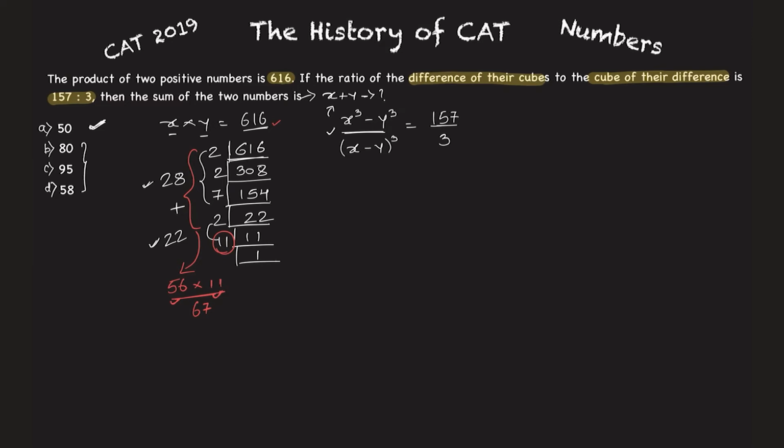11 into 2 is 22, 22 into 2 is 44, and then 7 into 2 is 14. So 44 into 14 will be 616, and 44 plus 14 will be 58. I have a 58 as well, so this is where there is a little confusion. Still, I am able to narrow it down to 50 and 58. I know 80 and 95 are not possible, but 50 and 58 is where I am still confused. So that is where you need to go ahead and solve this to reach the answer.